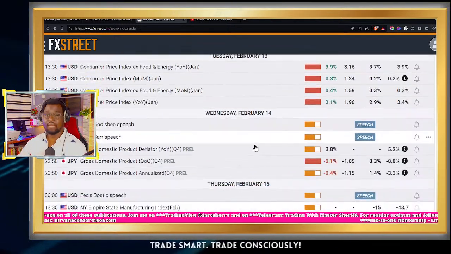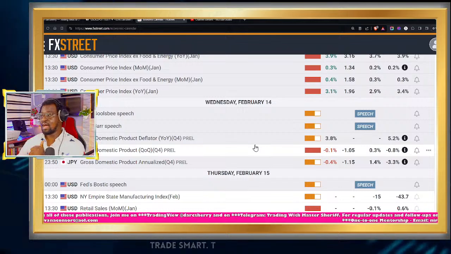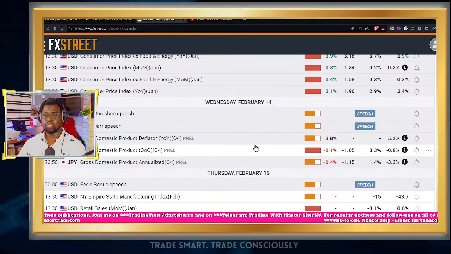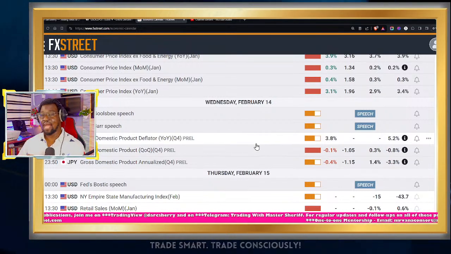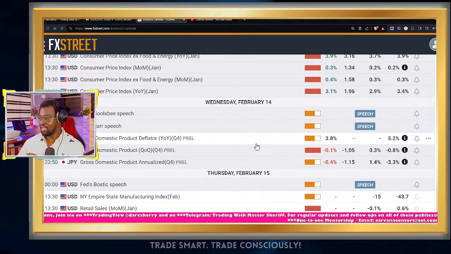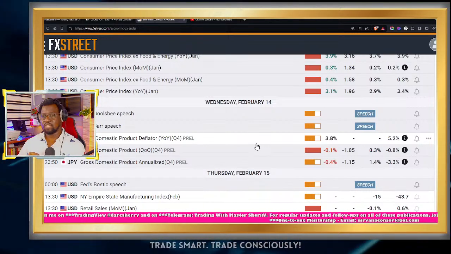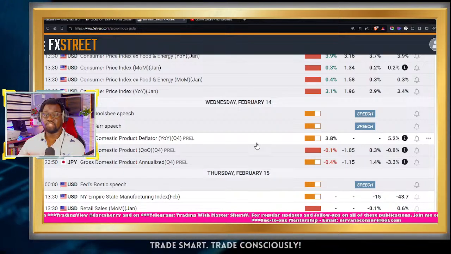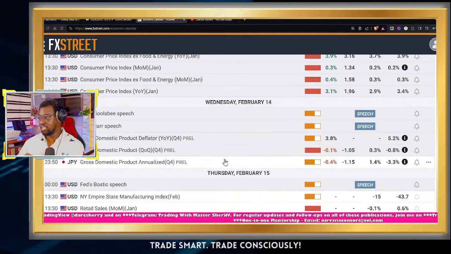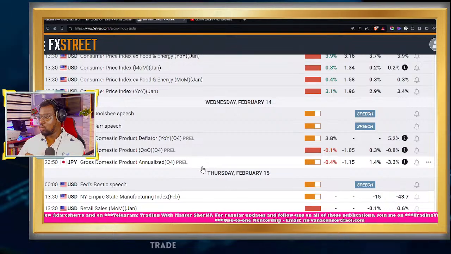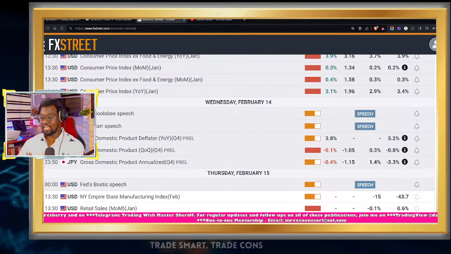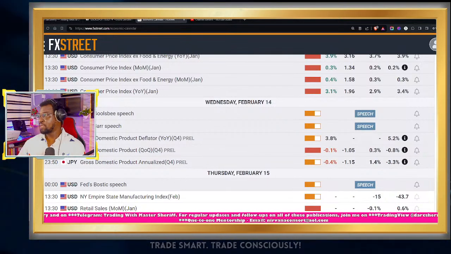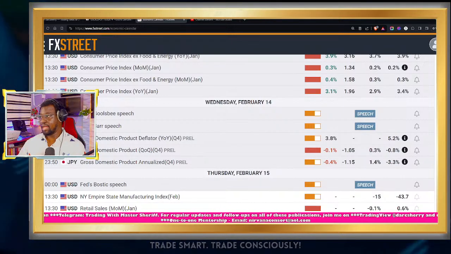Then yesterday, Wednesday, February 14th, we had a couple of speeches, and I'm here to highlight what they really said in those speeches. But the most important one, based on the USDJPY asset we have been monitoring for this week, was the gross domestic product annualized for quarter four in the Japanese economic docket.